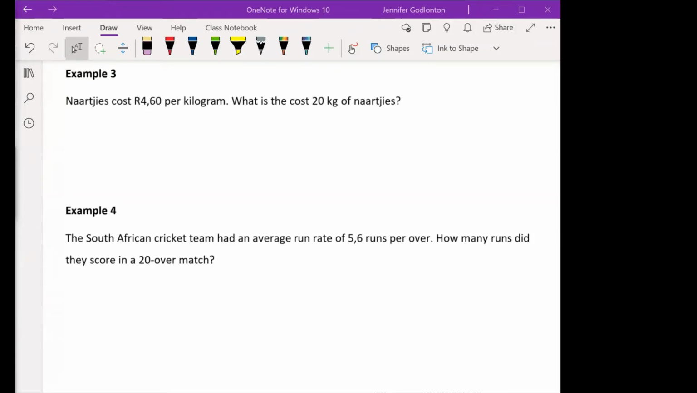Okay, so try and think about it the same way. We've got nachos, and then we've got how much they cost for a kilogram. Okay, we've got some answers coming in.